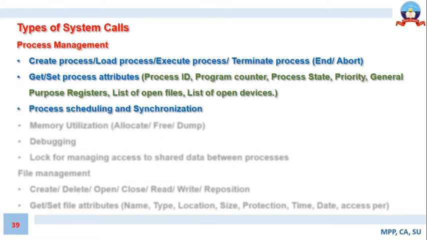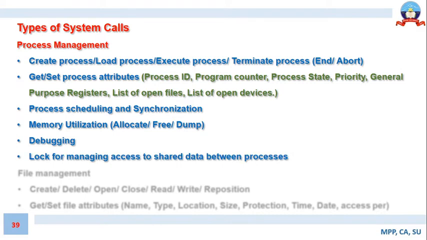Then after that, we have system calls for process scheduling and synchronization. For performing scheduling of the various processes and preparing them for execution, we have system calls, and for synchronization, we have system calls. Then we have system calls that are capable of managing memory utilization, that is for allocating memory, for freeing memory, or for dumping memory. We have system calls for debugging processes, in order to identify if there is any error. Now we have system calls for locking, in order to manage access to the shared data between processes. This is also one of the important system calls, locks for managing access to shared data between processes.